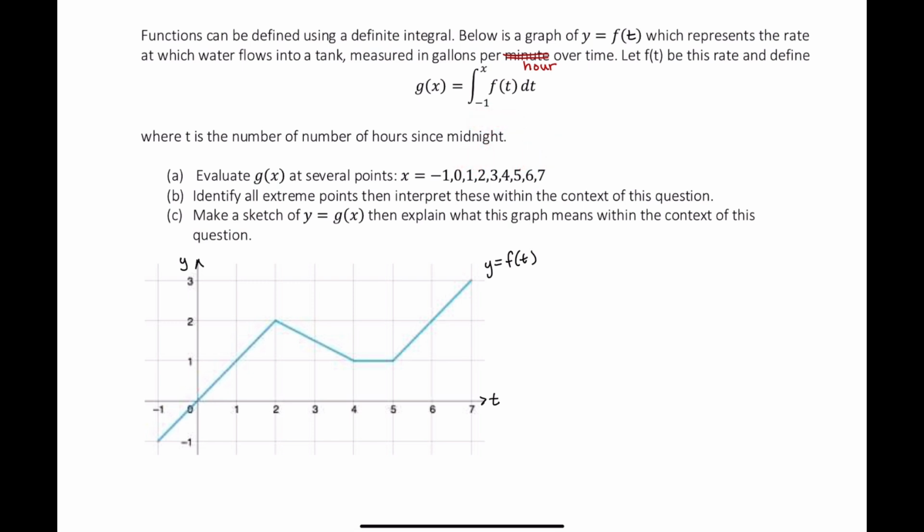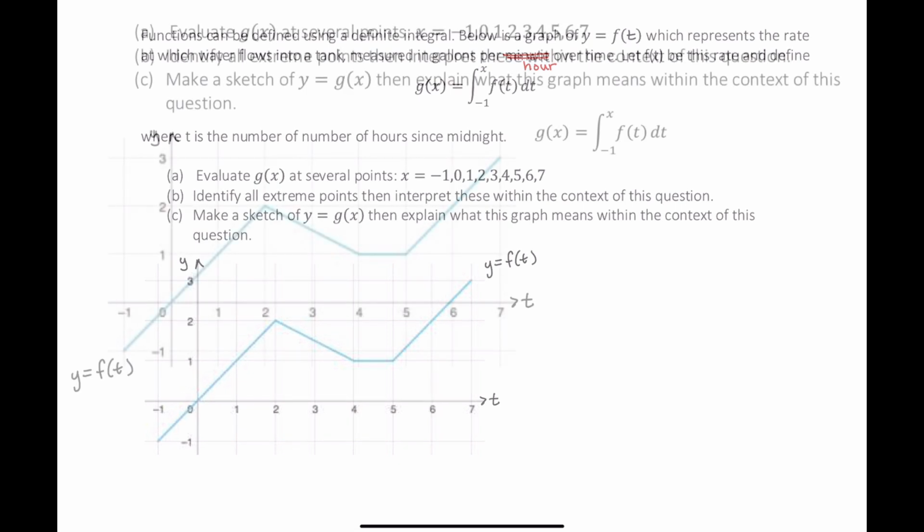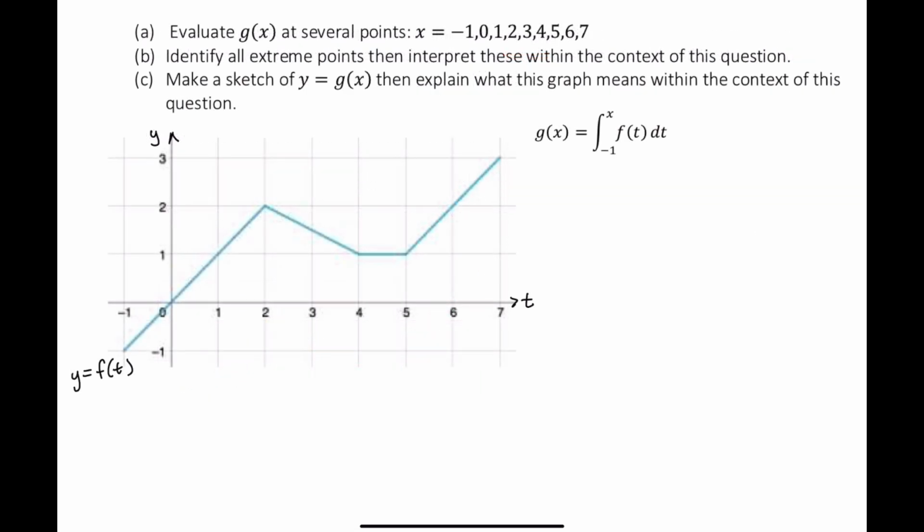And now just some points to emphasize, f of t is the rate. It's a flow rate in gallons per hour. G is the amount of water that's accumulated in that amount of time. And now we're not going to use any formulas. We're just going to use geometry, which is something those of you in my class should be very comfortable doing by now. Okay, now we're ready to look at part A.